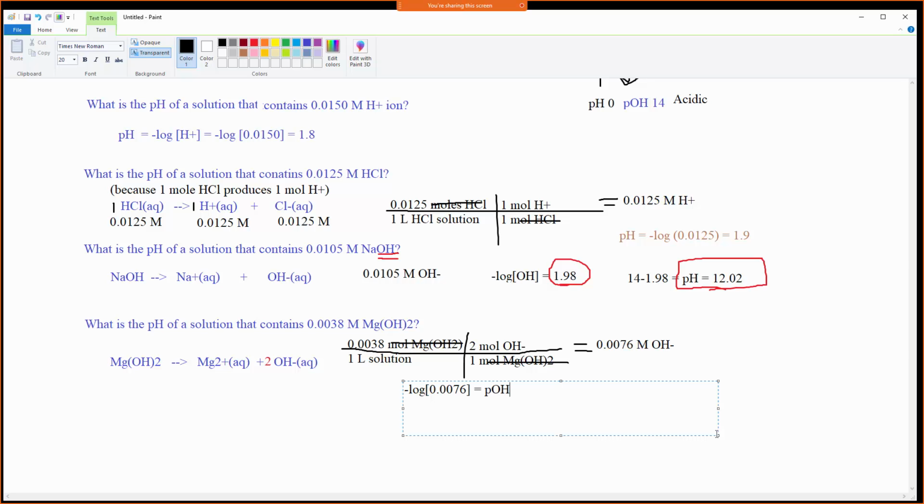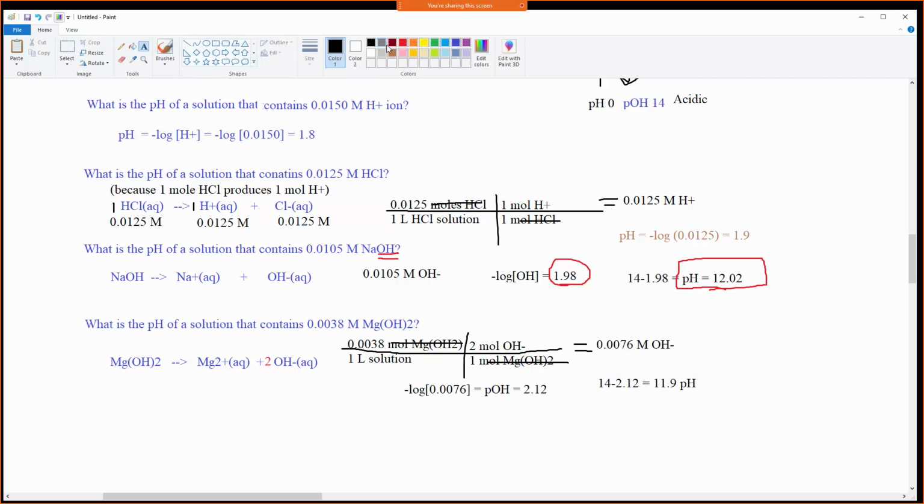And now we can proceed as per usual to minus log of the hydroxide, which is the pOH, the power of the hydroxide. We have to make sure that we're being specific about that, right? So we don't want to make a mistake. All right, and then they want the pH, not the pOH. So we take that extra step and say 14 minus 2.12 gives me the pH, which is 11.88 or 11.9. Excellent.